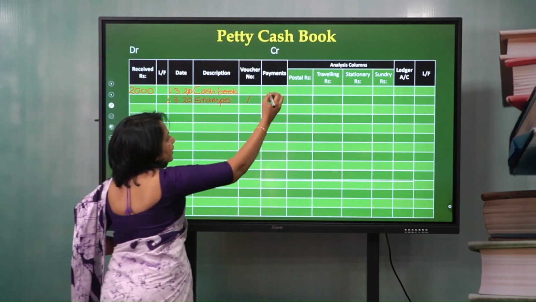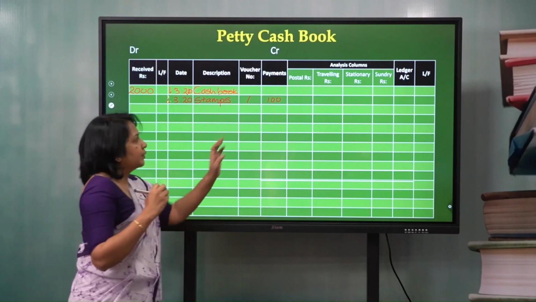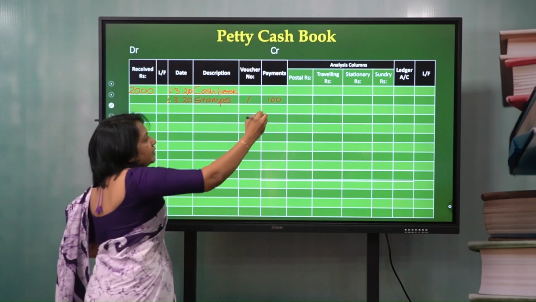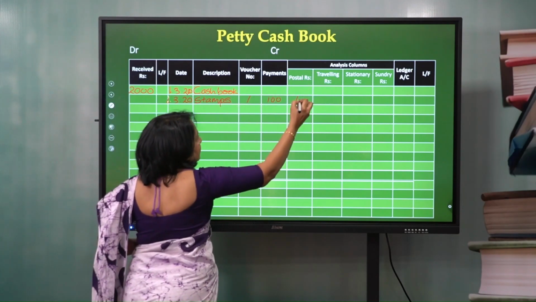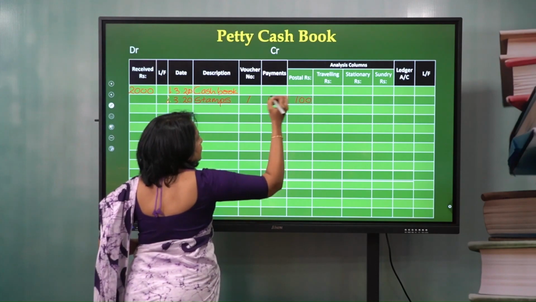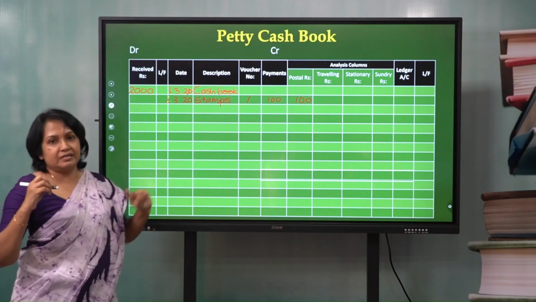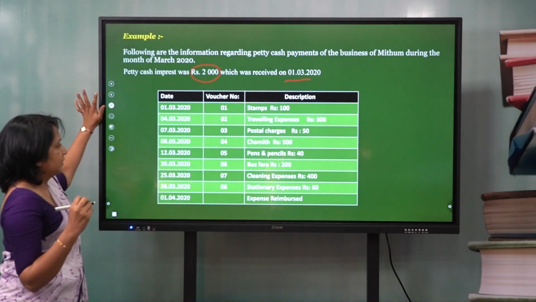So we have to record under payments 100 rupees, and we have to record this in the other analysis column also. That is, we have to open a new column as postal charges, and we have to record that 100 in this column also. That is the first transaction. Then we go to the second transaction.